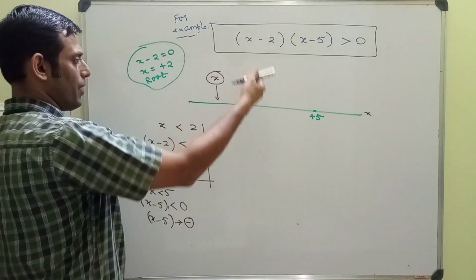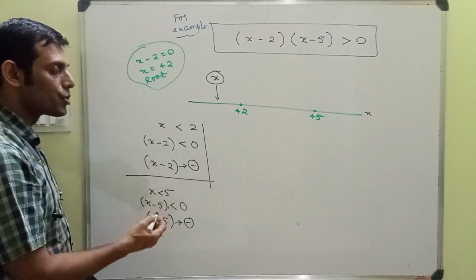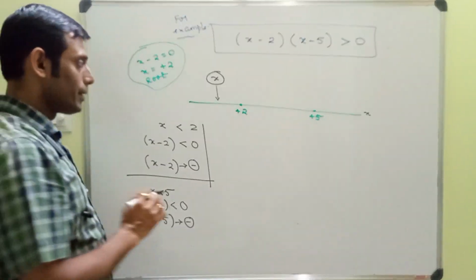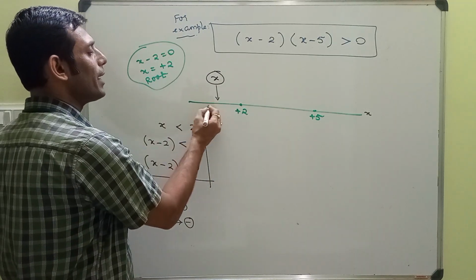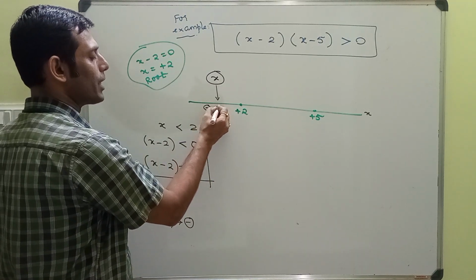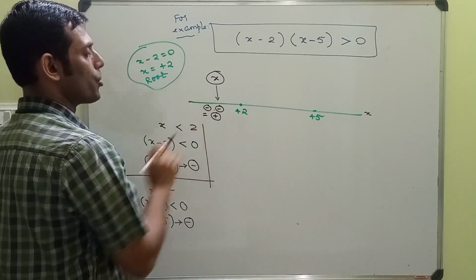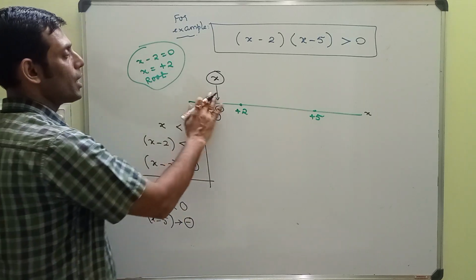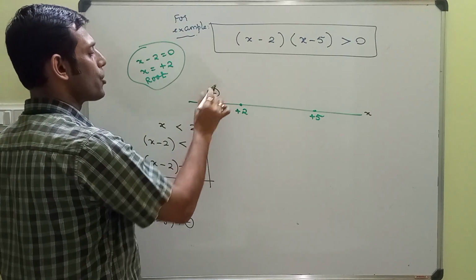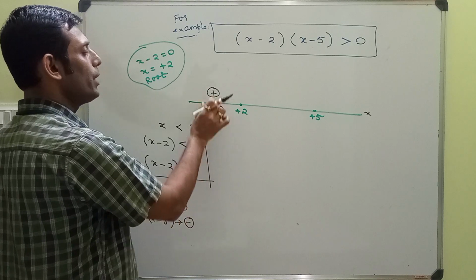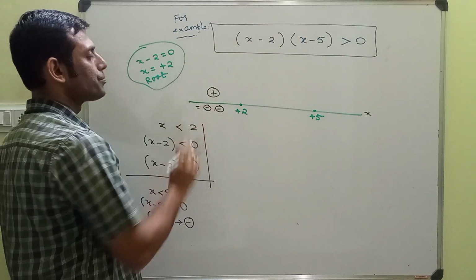If x is to the left of a number, that related factor turns negative. That means to the left of 2, both factors are negative, and therefore the resultant of the polynomial is a positive. That means on this side, the resultant of the polynomial stands as a big positive. It's a negative into negative situation. It's a positive, resultant positive.